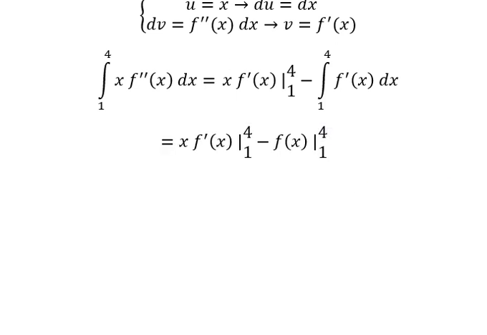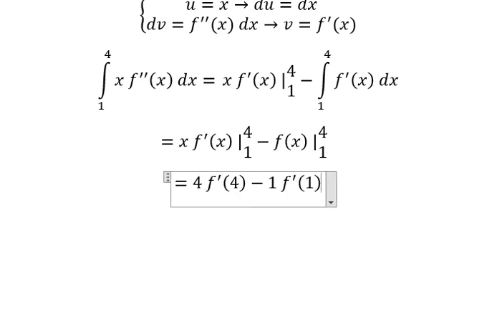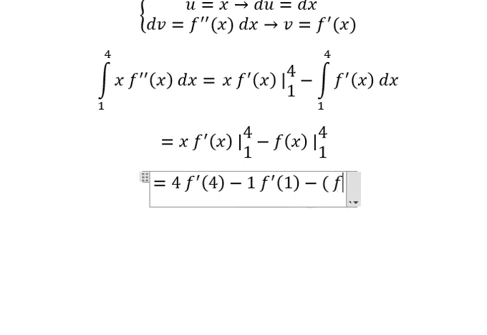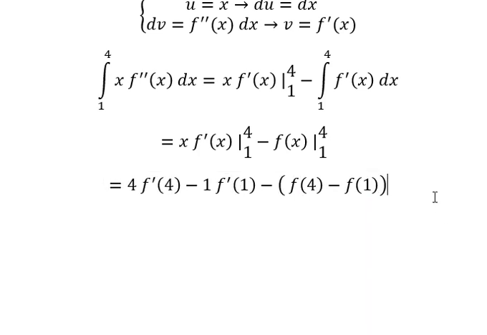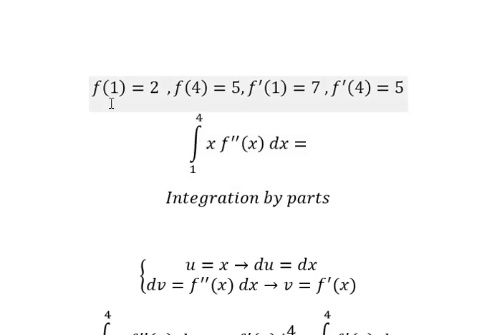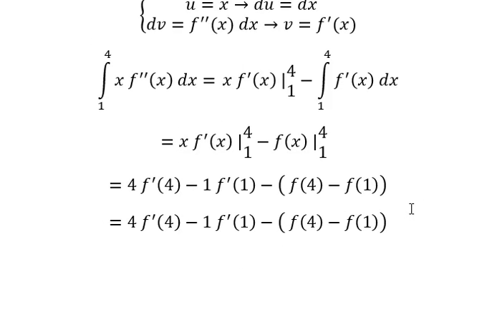And now we have the final answer. So we put number 4 and number 1 in here. This one we have f(4) minus f(1). So we have the value in here.